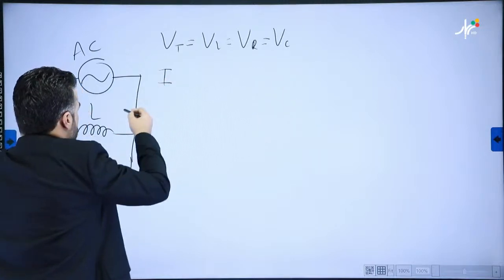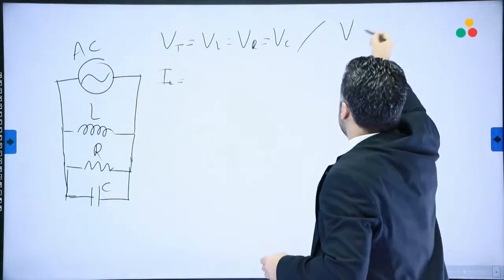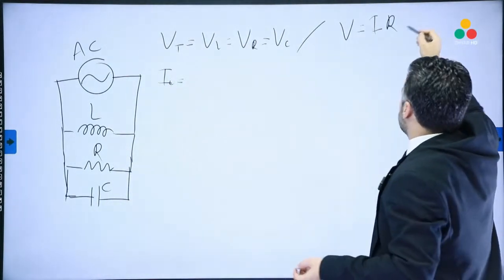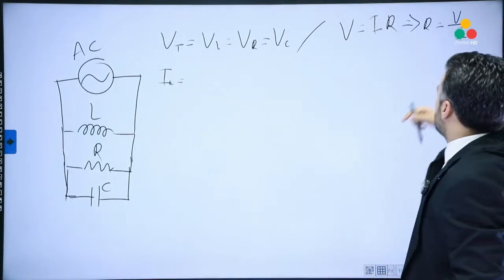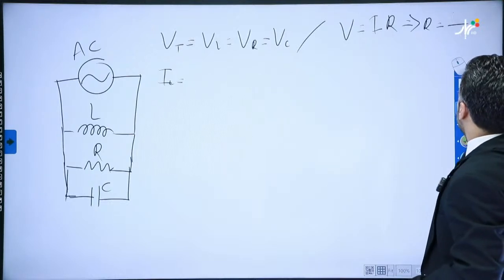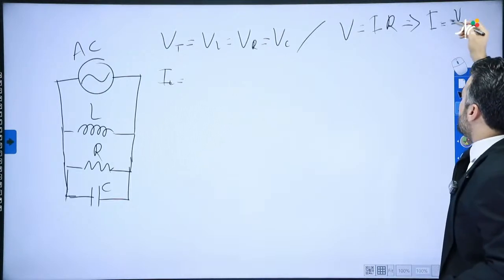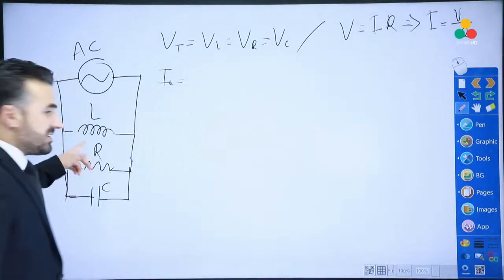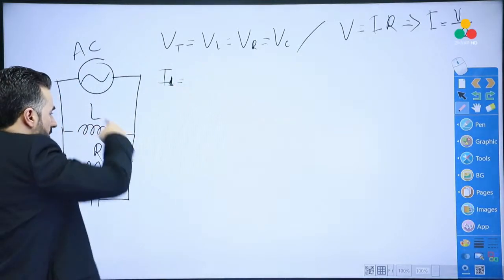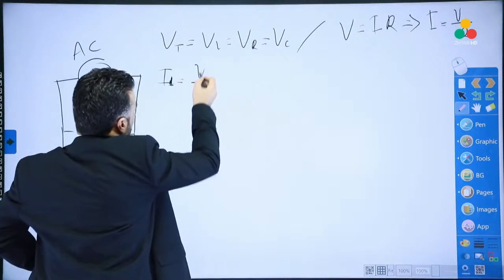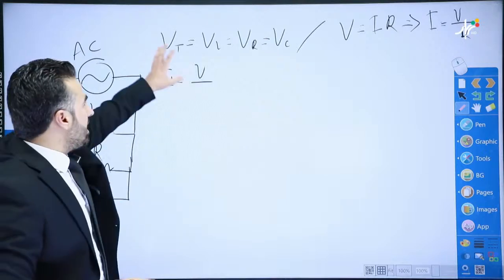So how do we find the current here? We use Ohm's law. Ohm's law says V equals I times R, or R equals V over the current. But we want the current, so current equals voltage over the resistance. That is for the pure resistance. We can have the same thing with the inductance. The current passing through the inductance is equal to V over, and V is the same whether you say V total, VL, VR or VC. So we'll just write V.